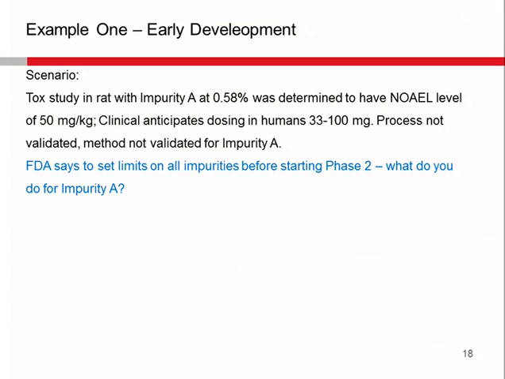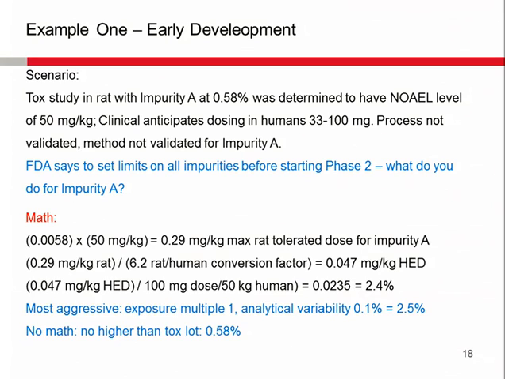You know the no observed adverse effect level from the clinical. You know what the clinical wants to dose. What you don't want to do is just go to the simplest thing, which is to put the limit at 0.58, but do you really need to do that? Do you want to limit your CMO to not have more than 0.58 of that? So what you have to do is the math.